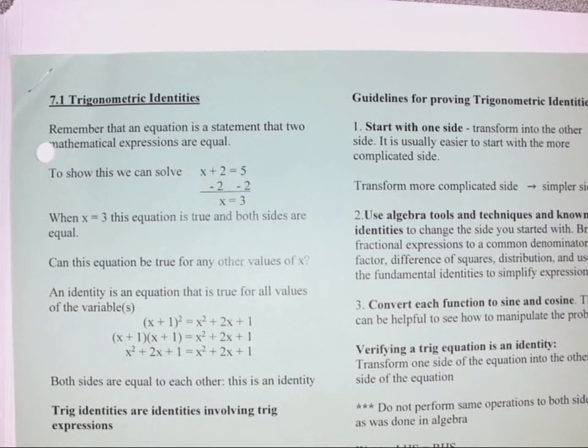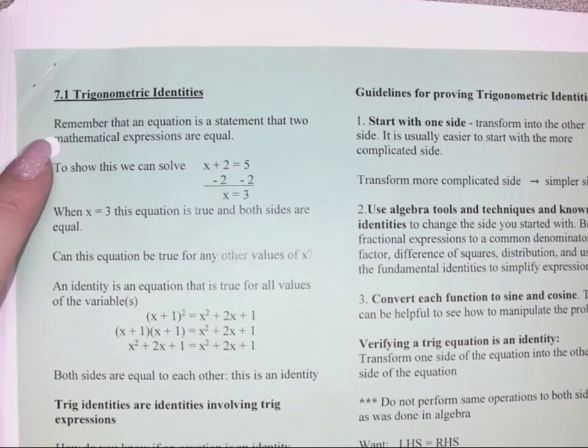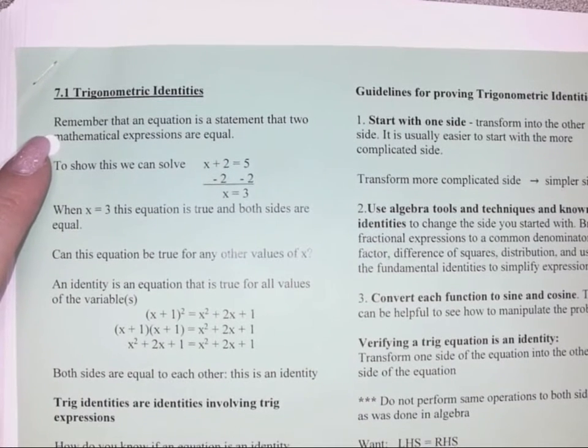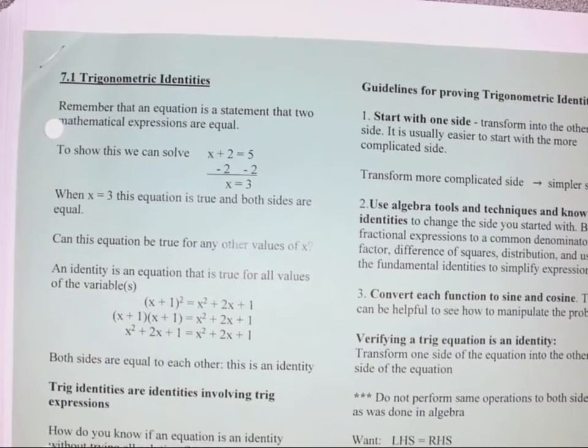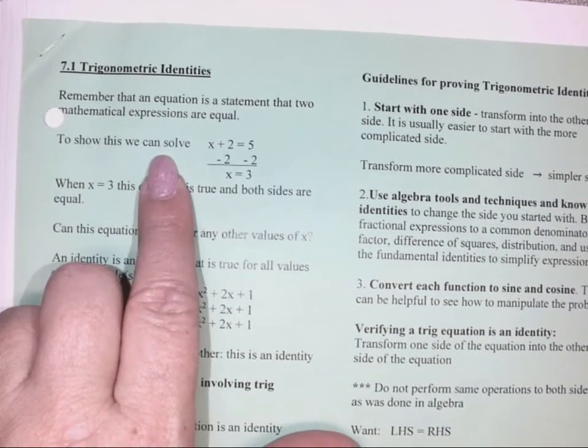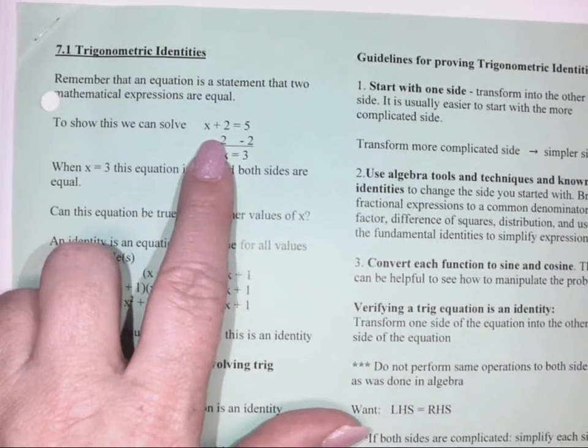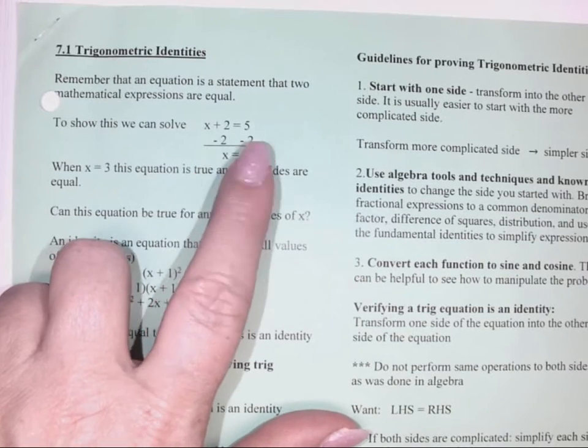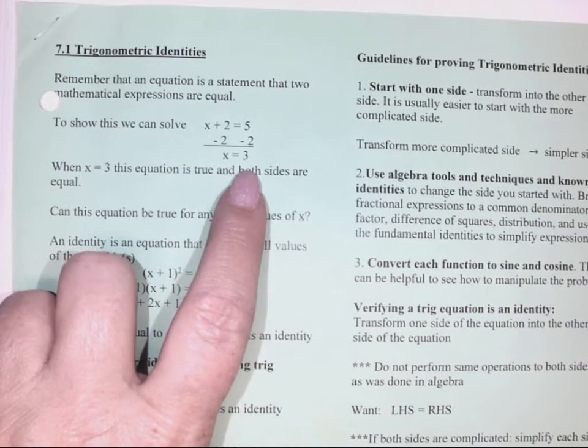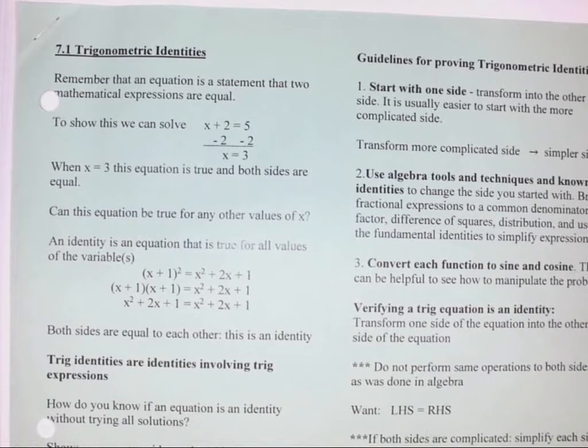We're talking about trigonometric identities. Remember that an equation is the statement that two mathematical expressions are equal. So we can show this by solving. We have x plus 2 is equal to 5. If I subtract 2 from both sides, I get x equals 3. So when x equals 3, this equation is true and both sides are equal.